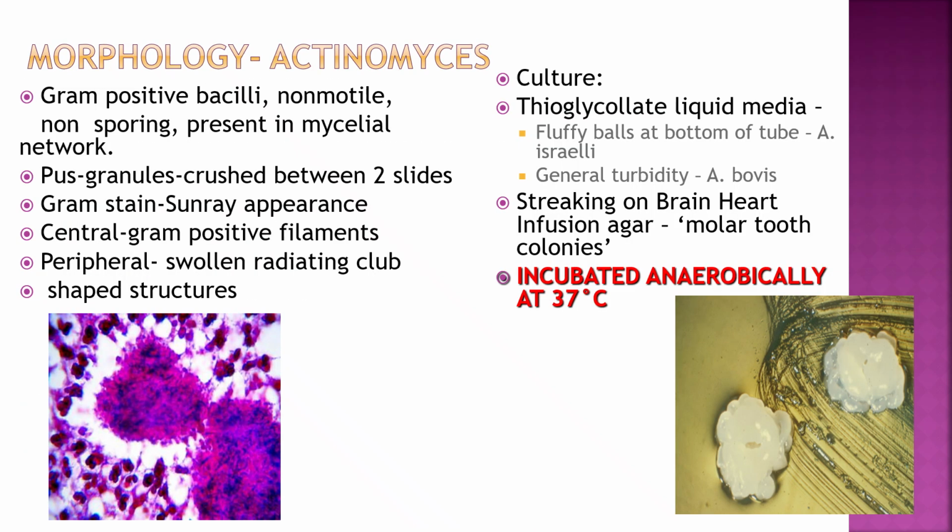Morphology of Actinomyces: gram-positive bacilli, non-motile, non-sporing, present in a mycelial network. Granules are crushed between two slides and gram-stained, showing a sunray appearance: central gram-positive filaments with peripheral swollen radiating club-shaped structures, called the sunray appearance. Culture characteristics: in thioglycolate liquid media, fluffy balls at the bottom of the tube are shown by Actinomyces israelii.